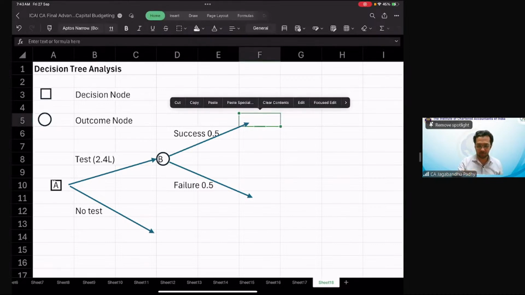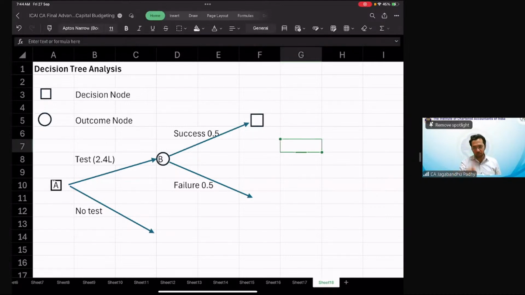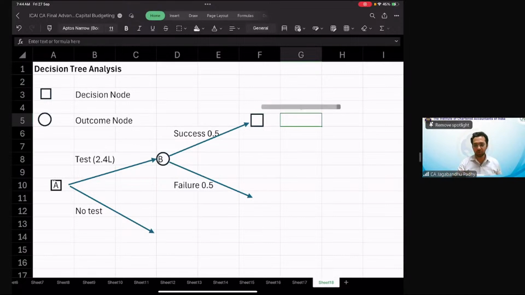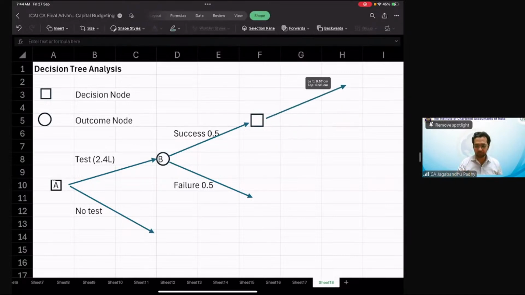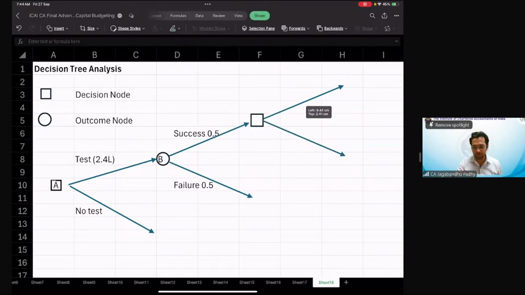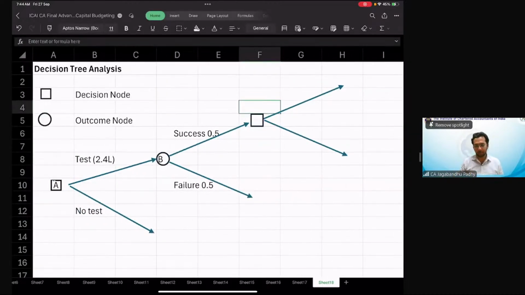So let me just place a circle. Right? Not circle, sorry, square. And here again, I have got two choices. Either we are going to invest further, or we are going to not be interested in the project and just dump the project as it is. Right? So we have this node now.